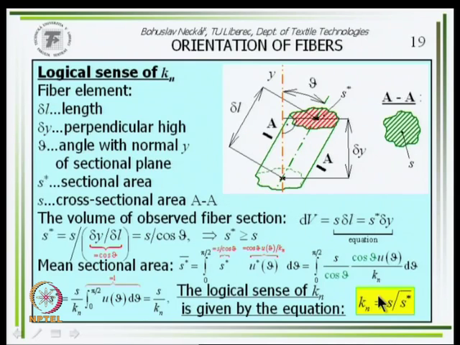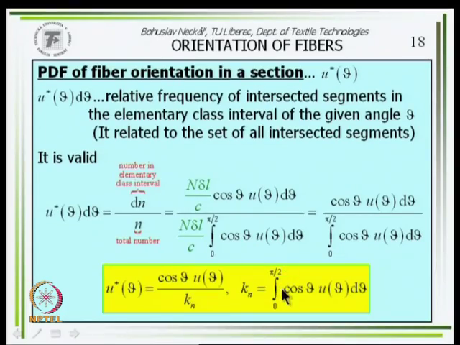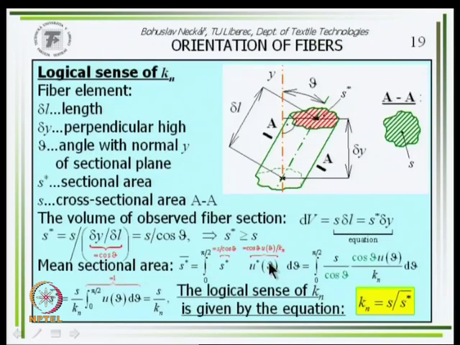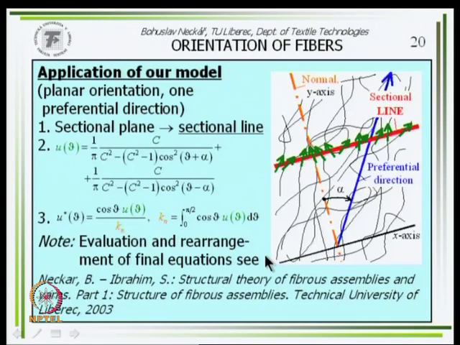It means the cross-sectional area of the fiber divided by the mean value of the sectional area in our section from all fibers. So this is the logical sense of the earlier defined Kn coefficient. It will be very important for yarns. Yes, now about the application of our model.